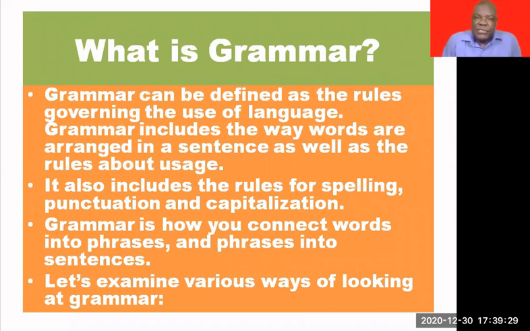What is grammar to start with? Grammar can be defined as the rules governing the use of language. Every language is governed by a set of rules, and your knowledge of those rules is what constitutes your personal grammar. Grammar includes the way words are arranged in a sentence, as well as the rules about how to use them. Grammar also includes rules for spelling, punctuation, and capitalization.